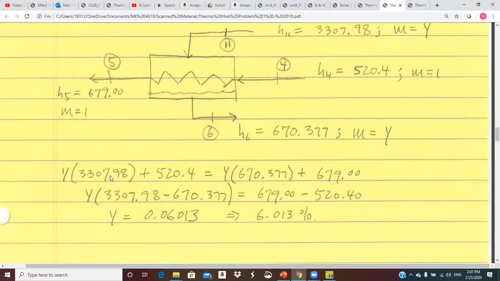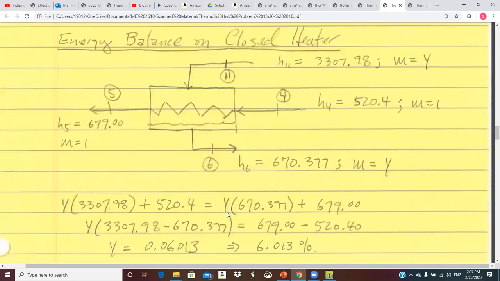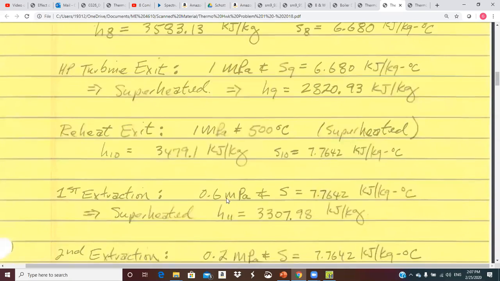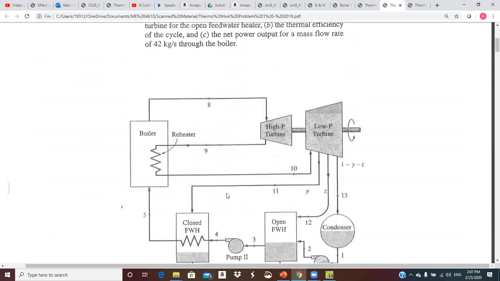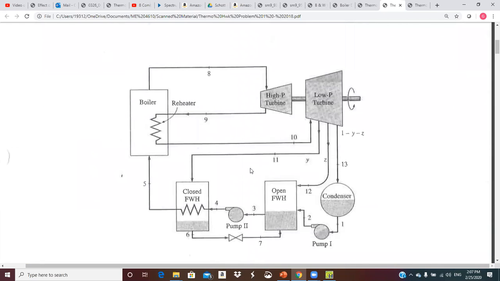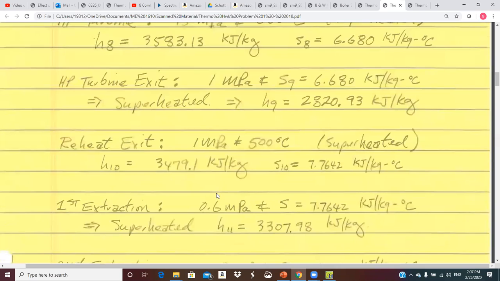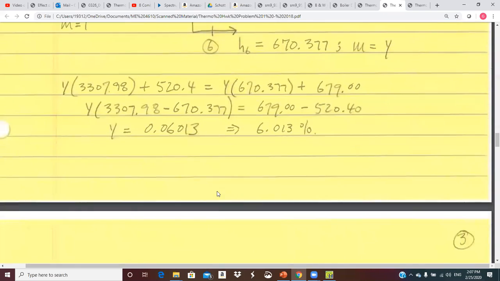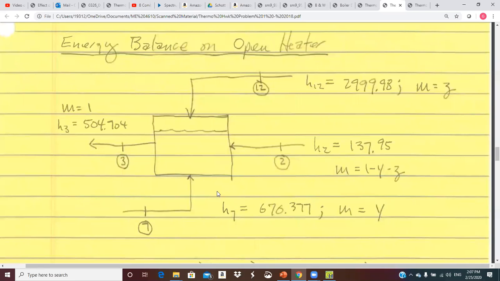So the summation of the ins is equal to the summation of the outs. You factor out the Y's, bring them over here, and solve. You get a little over 6% extracted at that first extraction point right here. Okay, then we're on down to the next. We have a balance on the open feed water heater. So this is H12 times Z coming in.